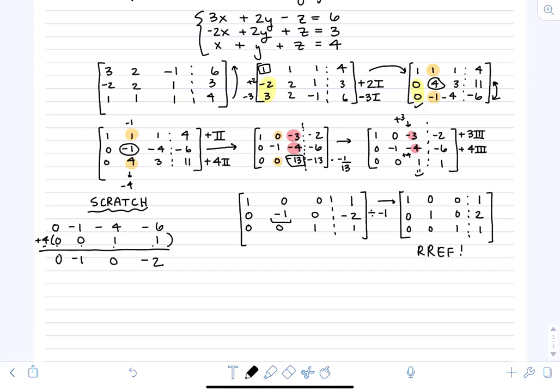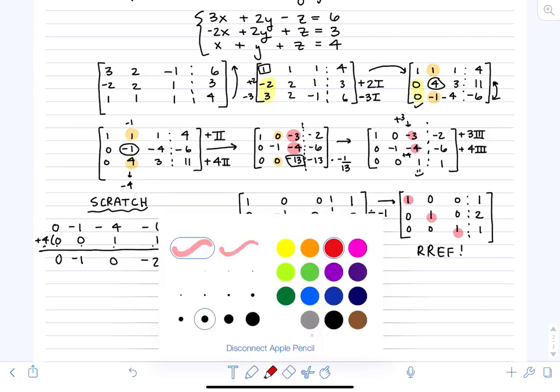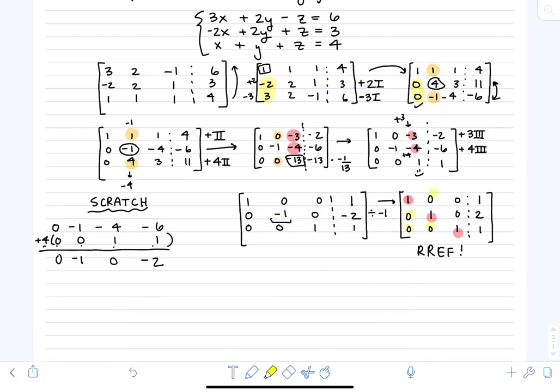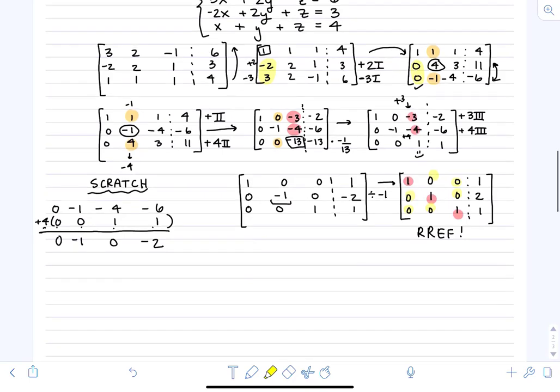Okay, we have 1s on the diagonal, check. And then we have our zeros on the off diagonal. Perfect. That is reduced row echelon form. We have one solution. And let's look at what our system represents.